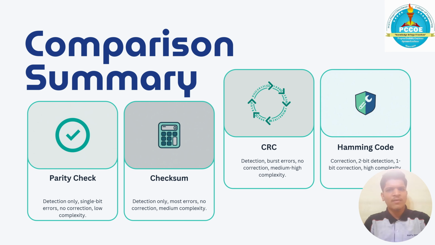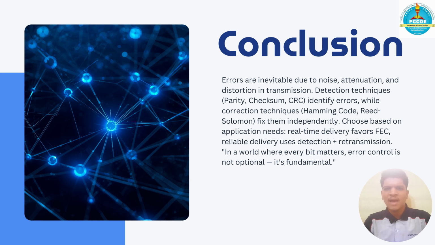Here's a quick comparison of all the techniques we discussed. As you move from parity to checksum to CRC, the detection capability increases, but so does the complexity. And when you move to Hamming code or Reed-Solomon, you gain correction ability, but at the cost of even higher redundancy and processing. The general rule of thumb is to use detection with retransmission when delay is acceptable, and use forward error correction when real-time delivery is critical.